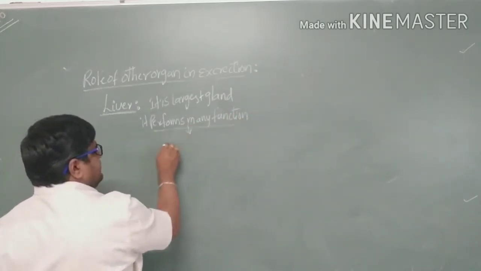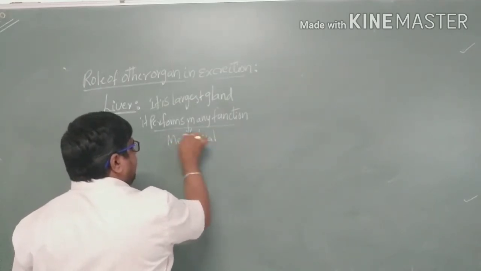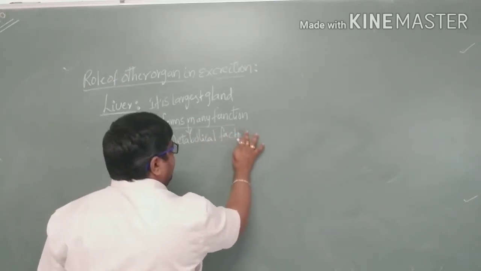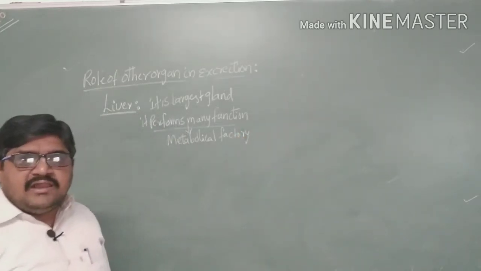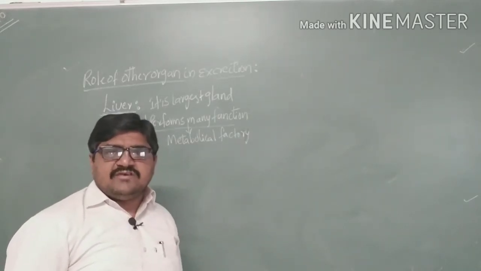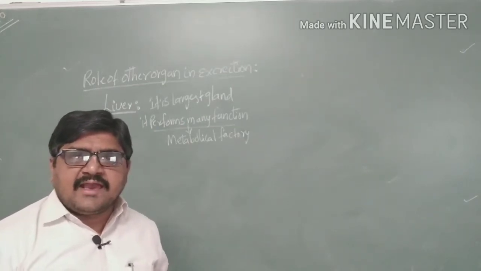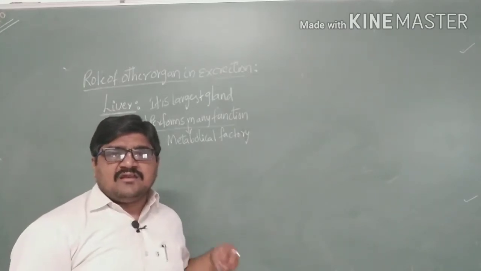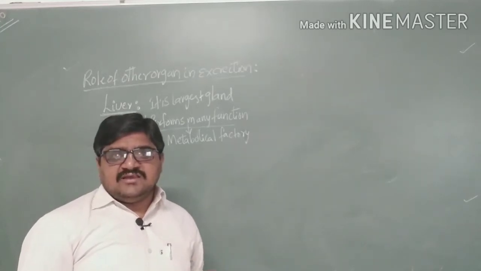So it is called the metabolic factory. That means, due to the performing of several activities, the liver carries out several metabolic activities. Due to the producing of several functions, the liver is called the metabolic factory. All metabolic activities are under the control of the liver. So when the body is damaged, first the liver is damaged.